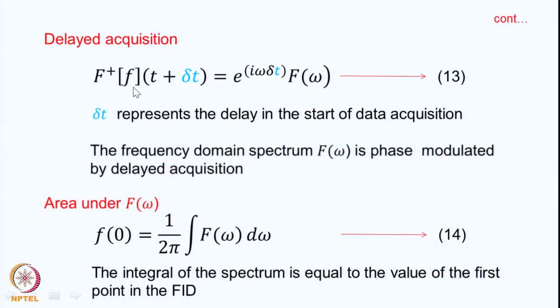Delayed acquisition. So here is a new property that we have, and I would like to say something here. This is one term, delta t. Unfortunately when we made this, t has come in a different color and delta has come in a different color, but that is not what it is supposed to be. It is delta t. This delta t which is present here is the same one which should be there. It is not a product of delta and t, it is delta t as one entity. So delta t represents the delay in the start of data acquisition.